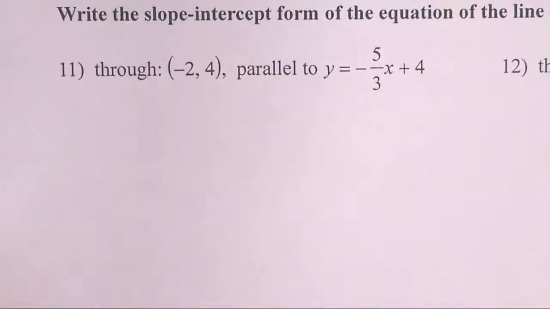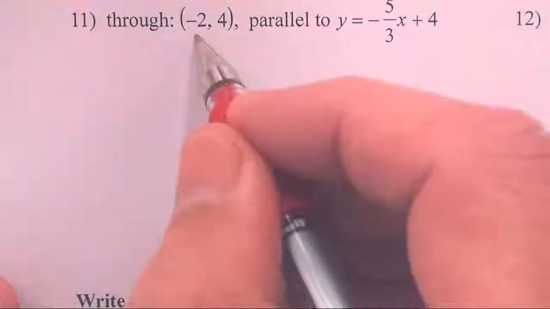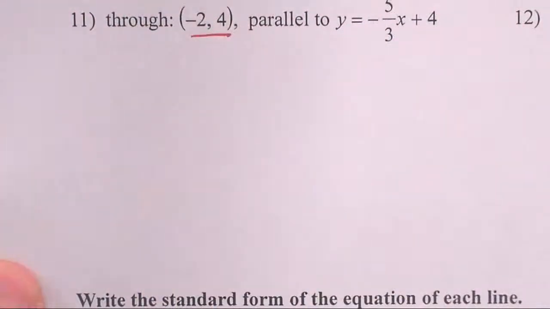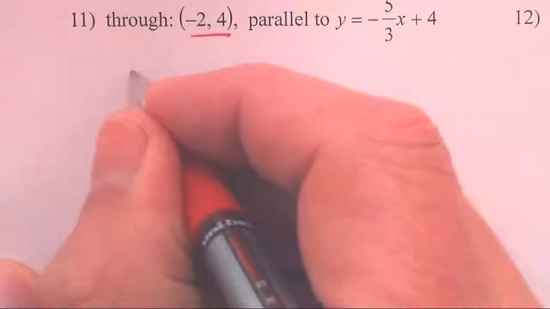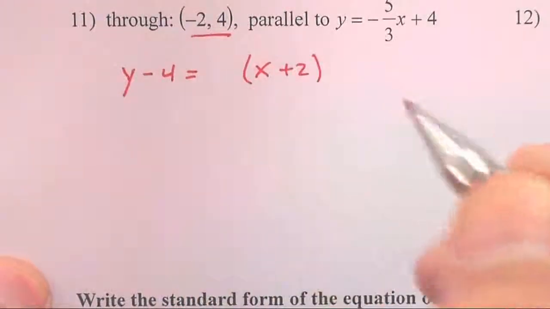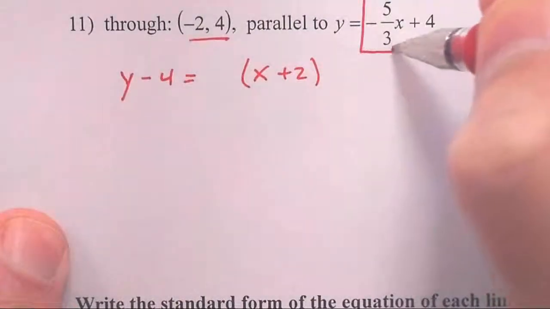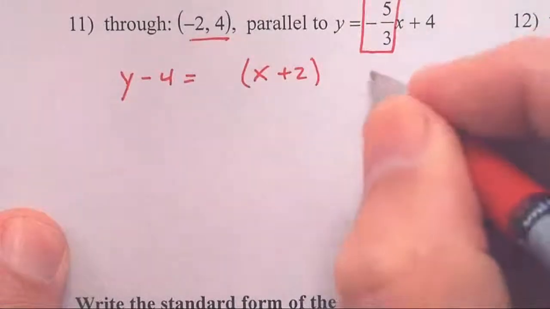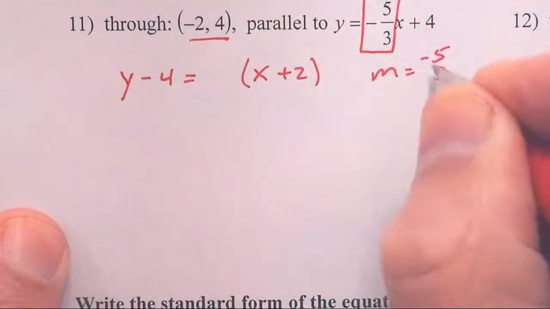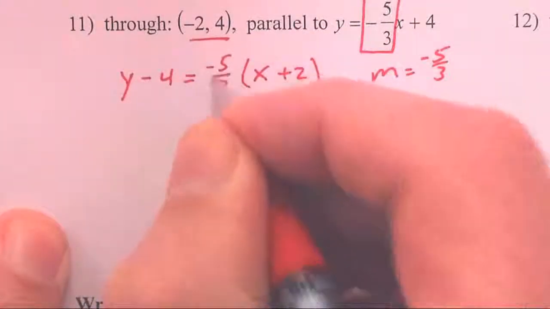Okay, number 11, write the slope-intercept form of the equation of the line described. So here we have a line that passes through a point. So I know that this could be y minus 4 equals some slope times x minus -2, x plus 2. I just need a slope. But if I have parallel lines, they share the same slope. They're going in the same direction. So my slope is -5/3. So I just put -5/3 for my slope.